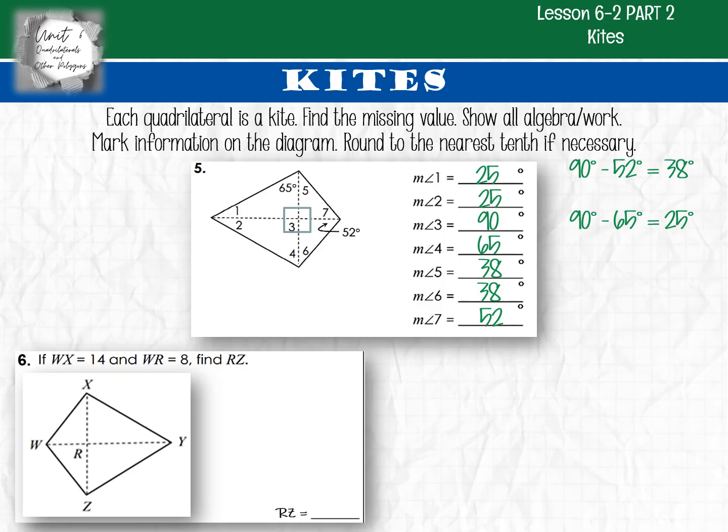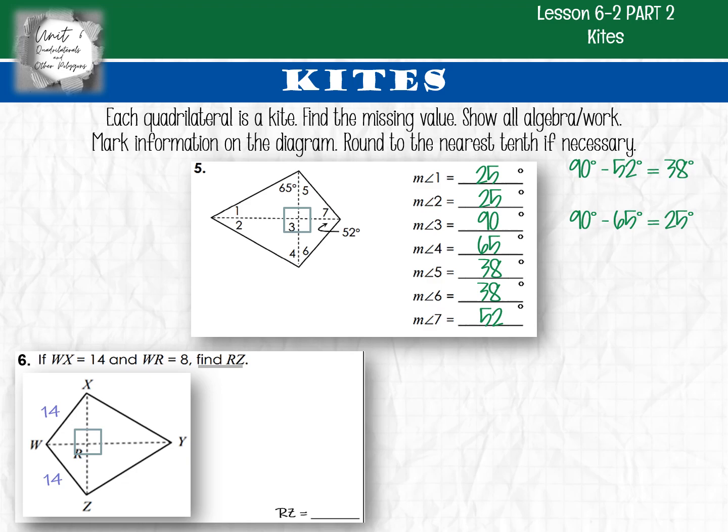Number 6, if WX is 14 and WR is 8, we need to find the length of segment RZ. So that is right triangles, 4 right triangles in there. The diagonals are perpendicular. Length of segment WX is 14.